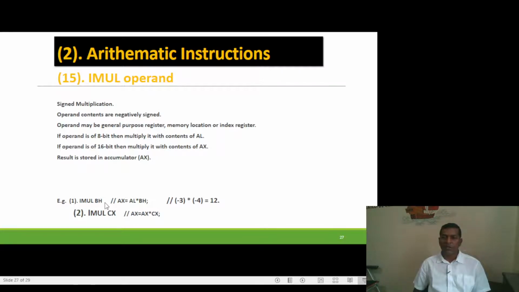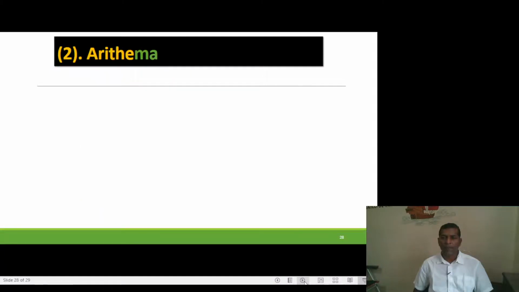Same as MUL, but this operation is signed multiplication. IMUL BH: the contents of BH will be multiplied with AL and the result will be stored into AL. If it is larger, then it will be stored into AX. IMUL CX will multiply the contents of CX with AX and the result will be stored in AX, and if larger, into DX.